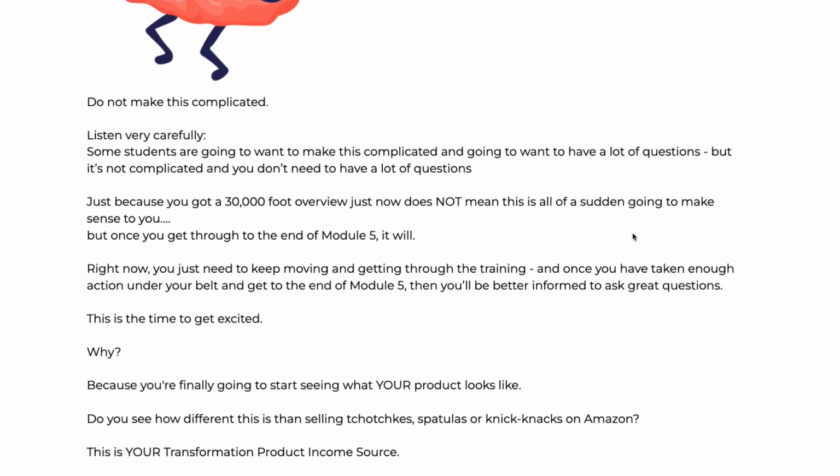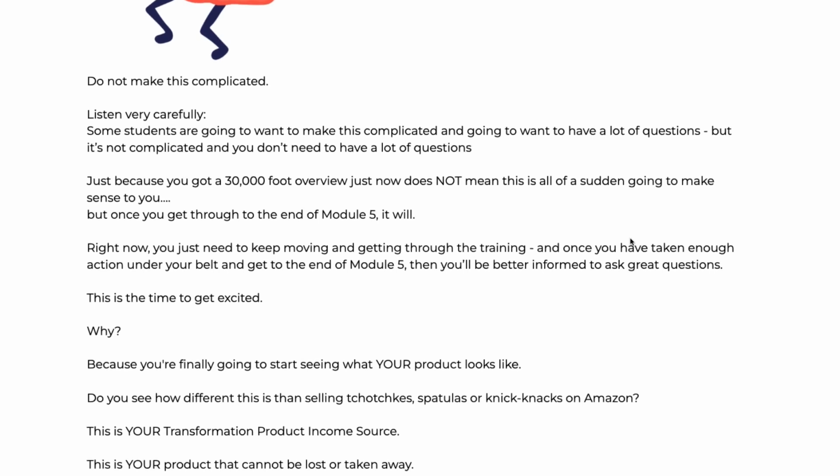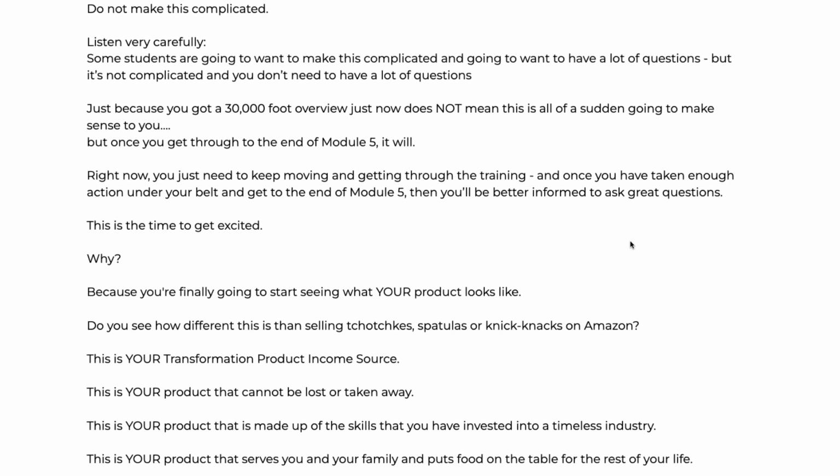Just because you got a 30,000 foot overview just now does not mean that all of a sudden all of this is going to make sense to you. But by the end of module 5, it will. And so you have to stick through the process, because I'm not going to be able to condense an entire module's worth of information in one sentence. So right now, you need to just keep moving, get through the training, and then once you've taken enough consistent action under your belt, by the time you get to the end of module 5, you will be better informed to ask great questions, and you will be in the vantage point of actually understanding the answers to those questions.